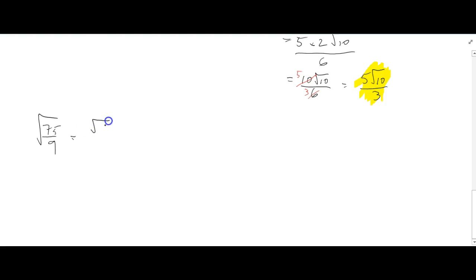So you can say this is the same as the square root of 75 over the square root of 9. The square root applies to top and bottom. Hopefully you can see down the bottom, the square root of 9 is just 3. Now the square root of 75, this is where your times tables come in handy, because I don't think 75 is on any times table, but 75 has a factor of 25. It can be written as 25 times 3. The square root of 25 is useful because that is 5.